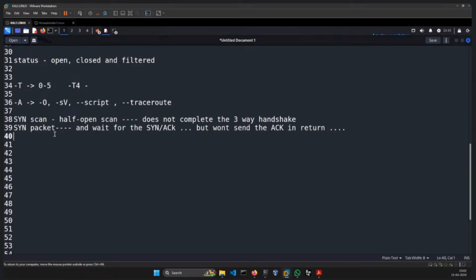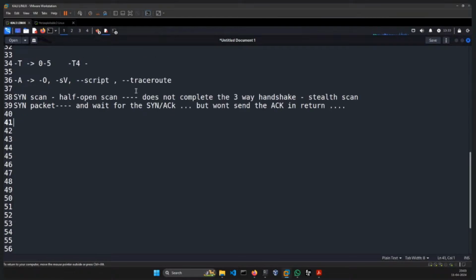This is also called a half-open scan because the entire TCP connection is not established, since we are not sending the ACK in return. If you don't send that ACK, the TCP connection initiation will not be complete. That's the reason it is called a half-open scan, or also a stealth scan. This should be one of the best ways of scanning your targets.